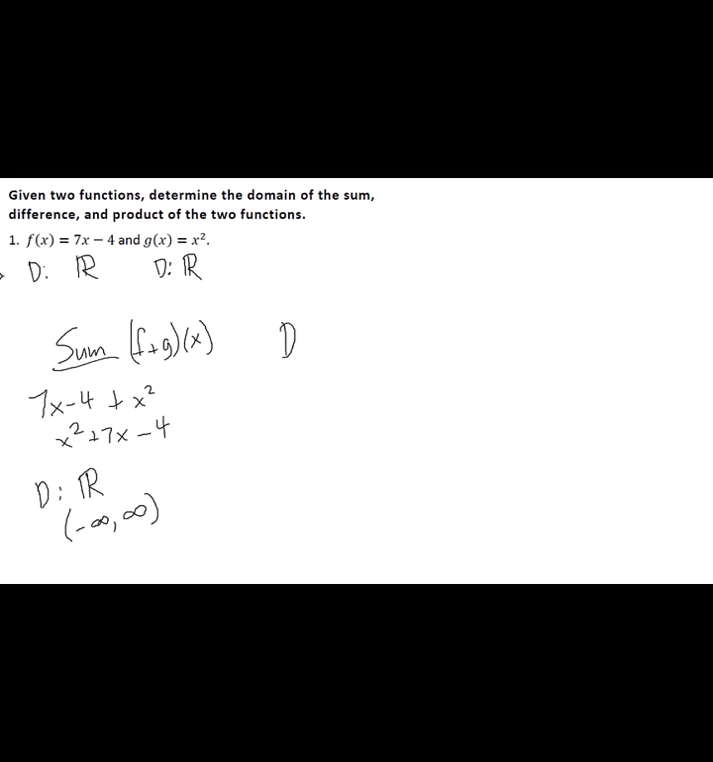All right, let's look at difference. So difference would be f minus g of x. So we start with f, 7x minus 4, and subtract g of x, which is x squared. So now we have -x squared plus 7x minus 4. Again, this is quadratic, so domain will be all real numbers or -infinity to infinity. Okay, and now we've done sum, difference. Let's look at product.